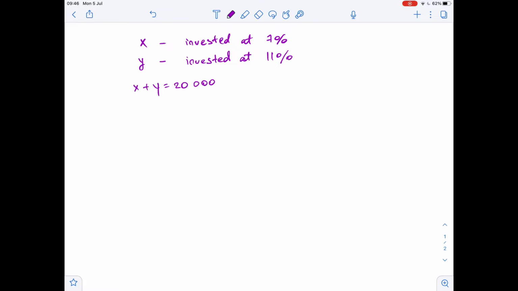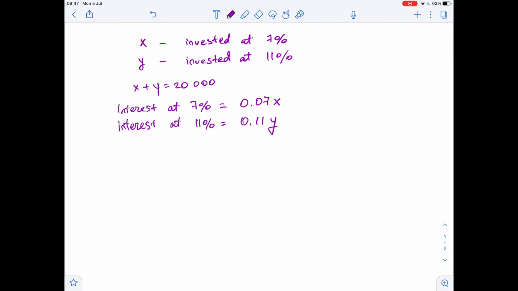Now let's determine how much interest the student has earned from each type of stock. Interest received at 7% equals 7% of the money invested at 7%, so it's 7% of X, which is 0.07x, and interest received at 11% is 11% of Y, which is 0.11 times Y.